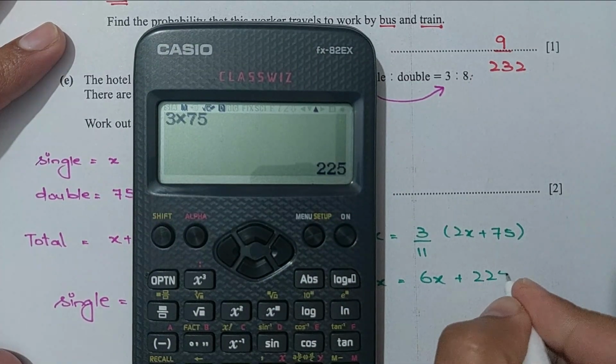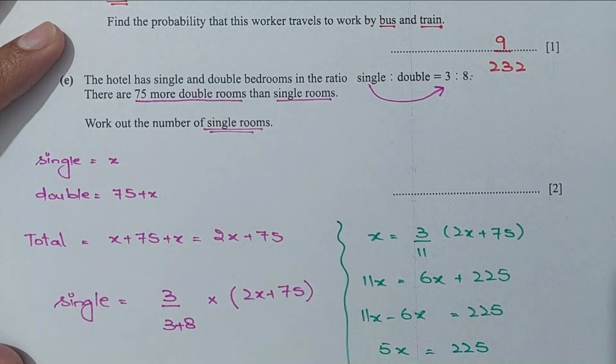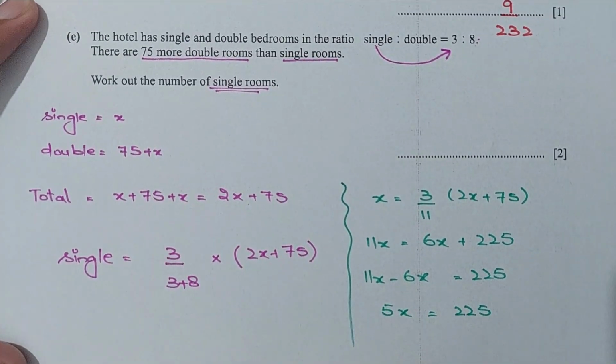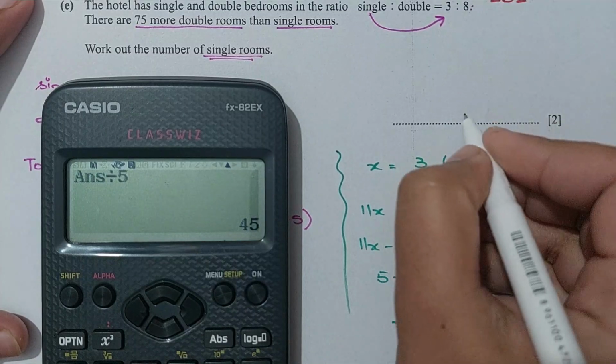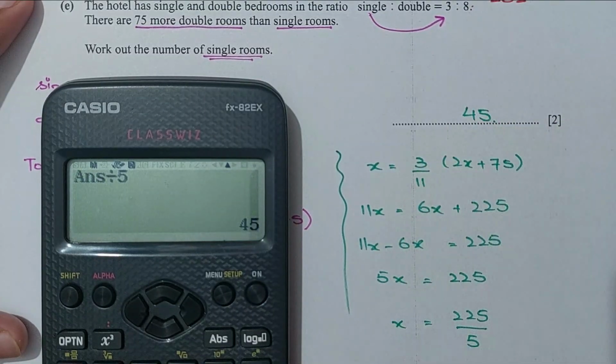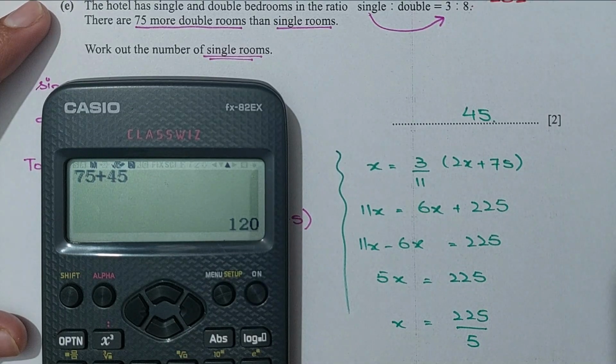225. Now 11x minus 6x equals 225. 11 take away 6 is 5x, which equals 225. So solve for x, the number of single bedrooms. x equals 225 divided by 5, which is 45. 45 are the single bedrooms in the hotel. And 75 plus 45, the double bedrooms, are 120.